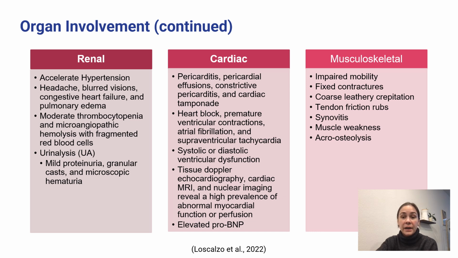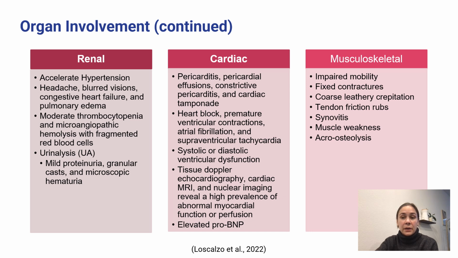For cardiac, you can have pericarditis, pericardial effusions, constrictive pericarditis, and cardiac tamponade. You can have heart block, premature ventricular contractions, atrial fibrillation, and supraventricular tachycardia. You can have systolic or diastolic ventricular dysfunction. The tissue Doppler, echocardiography, cardiac MRI, and nuclear imaging may reveal a high prevalence of abnormal myocardial function or perfusion, and you can have an elevated pro-BNP.